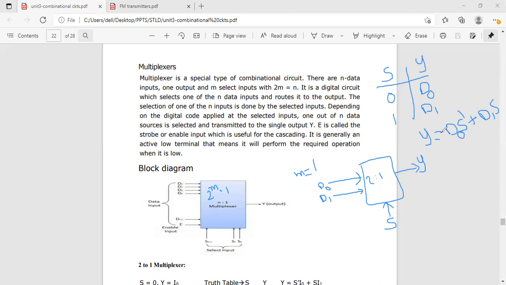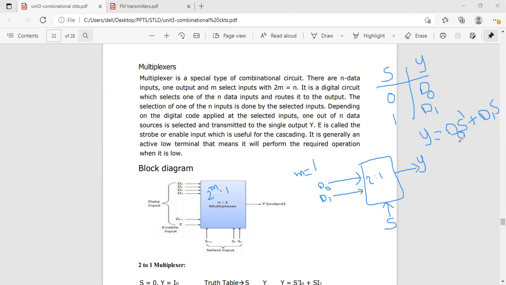Okay, so in a similar way, if you substitute S is equal to 1, 1 bar means here 0, the whole term will be 0, and S is equal to 1, 1 into D1 means D1. So what you will get at the output? D1. So D1 you will get at its output. So this is the multiplexer. The multiplexer is also called a data selector.